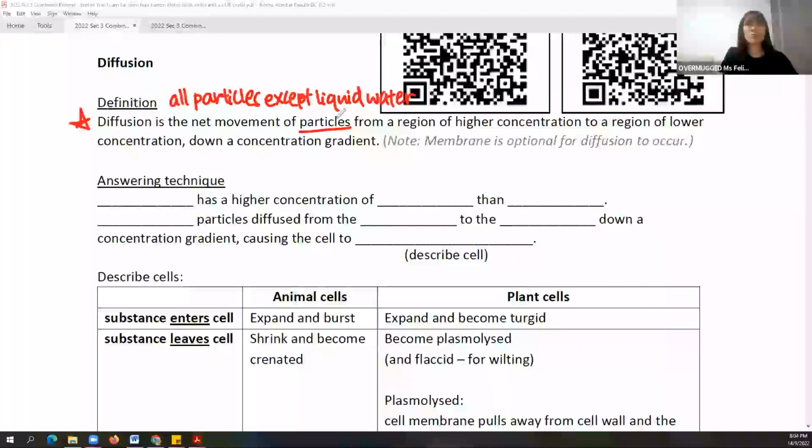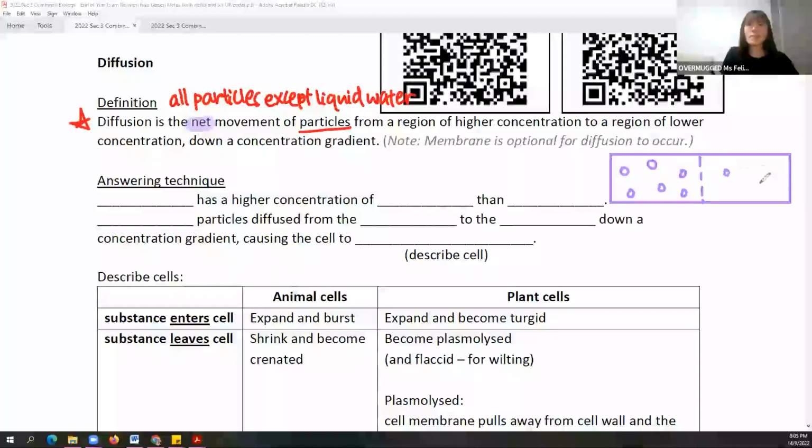So diffusion is movement from high to low concentration. Another keyword to take note of is the word net. Let me give you a scenario. Now I have 2 regions, left and right. Maybe on the left side I have more particles, and on the right side I have less particles. So can you follow me and draw this out?